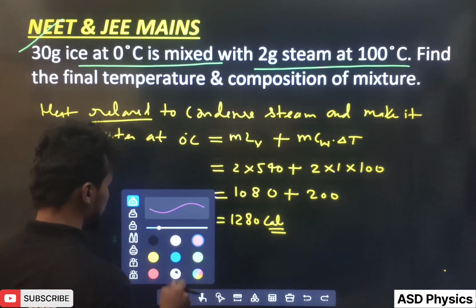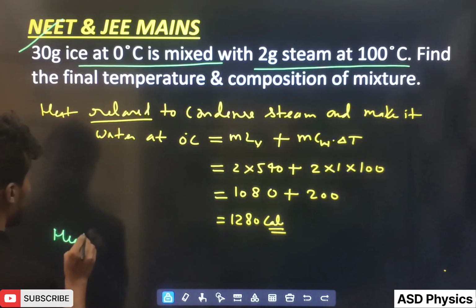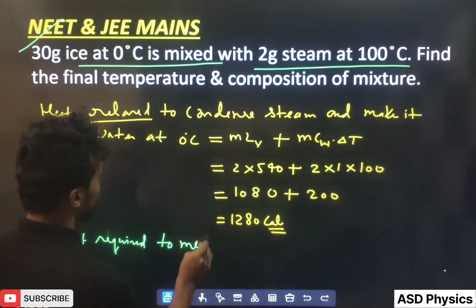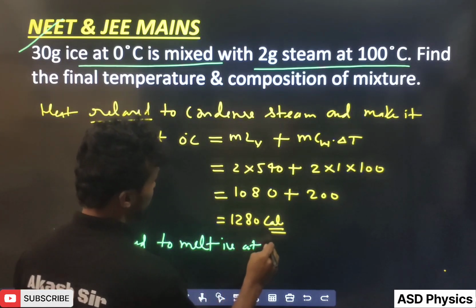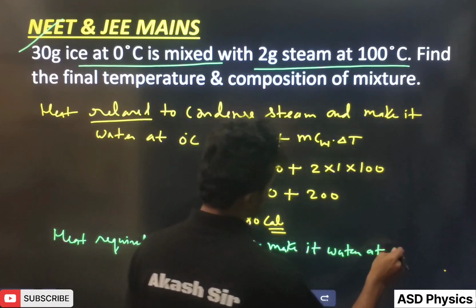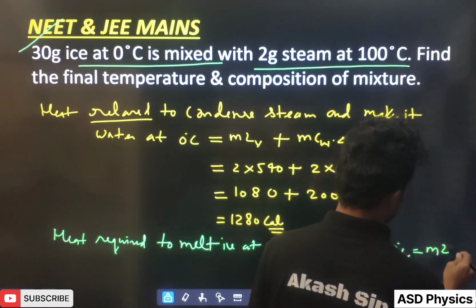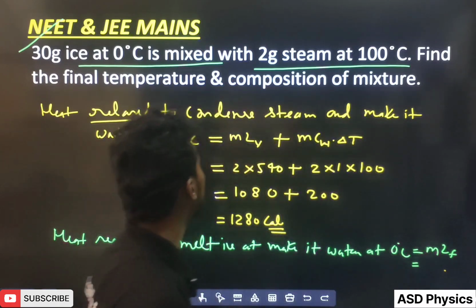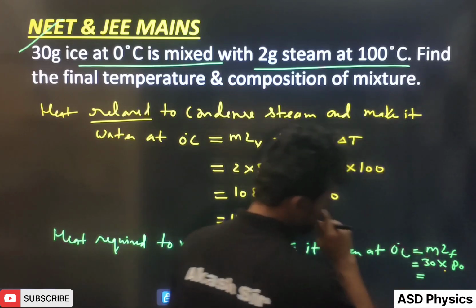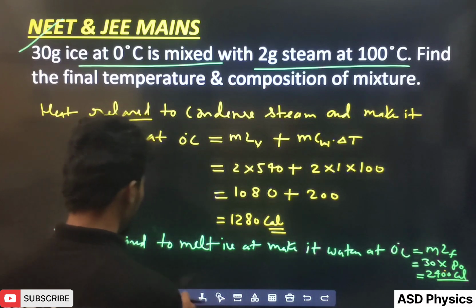Okay, now what will happen? Now heat required. We have to do the basic calculation: heat required to melt ice and make it water at 0 degrees Celsius. Very easy. Just the latent heat of fusion, M into LF. Mass of the ice is 30 into LF 80. Just multiply: 8 into 3 is 24. So 2400 calorie.